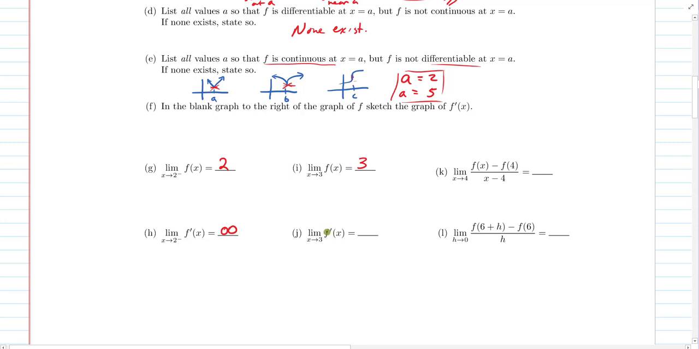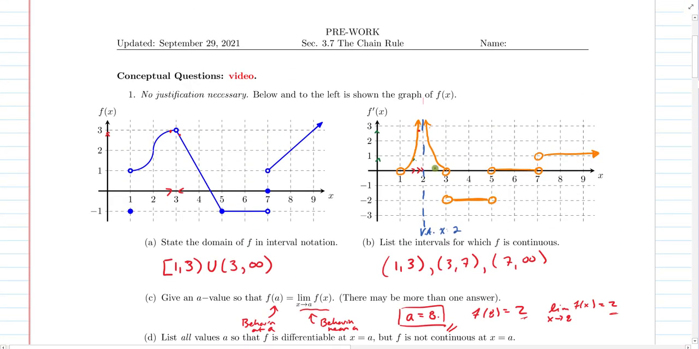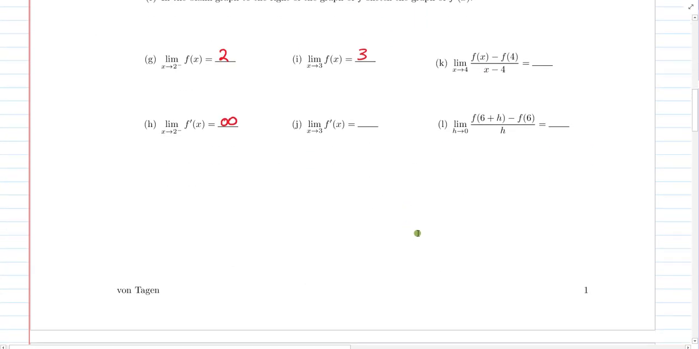Here we're asked to find the limit as x approaches 3 of f prime of x. So if we go over here, if we were to approach 3 from one direction, it would look like the limit was coming out to be 0. But if we were to approach 3 from the other direction, it would look like the limit was coming out to be -2. So in this case, the left-hand limit is 0, and the right-hand limit is -2. Those don't agree with each other, so this limit does not exist. That was tricky, folks. All right.